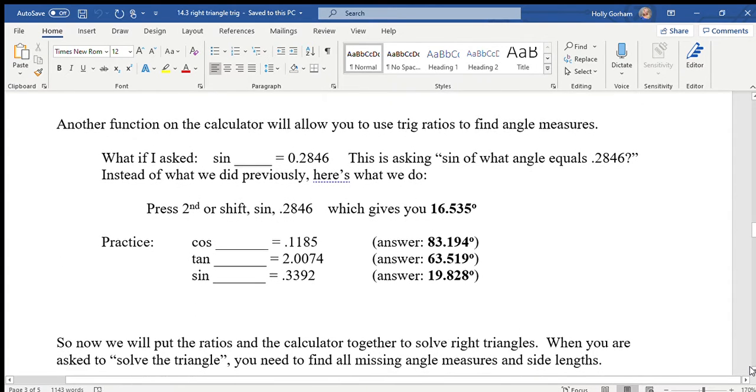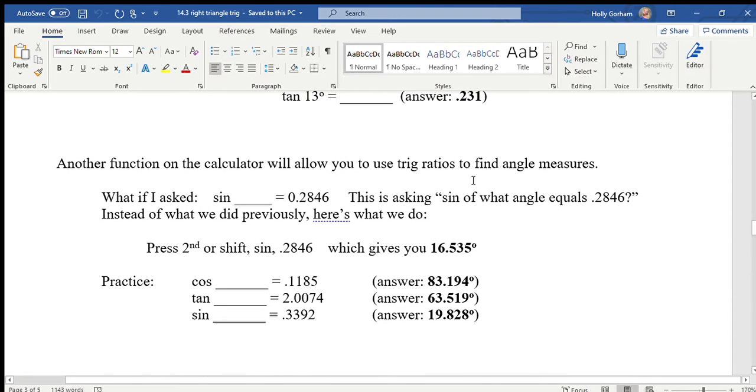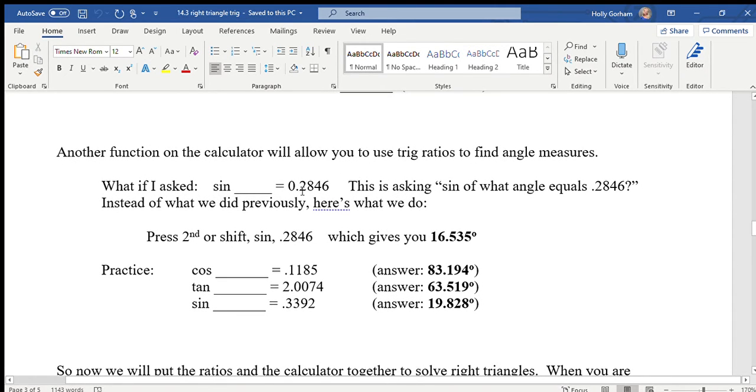Now, another way that we can use our calculator is to do the inverse function so that we can find an angle. So instead of above where it says sine of a particular angle, cosine of an angle, tangent of an angle, now it's asking sine of what angle is equal to 0.2846. So what you're going to do is press second and then sine 0.2846, and that would give you 16 degrees.